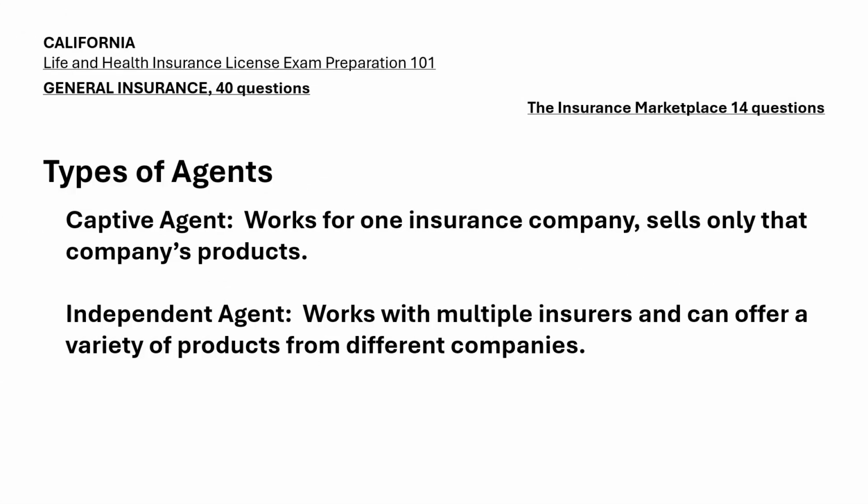Slide 2. Types of agents. Terms to remember. Captive agent works for one insurance company, sells only that company's products. Independent agent works with multiple insurers and can offer a variety of products from different companies. Description: There are two main types of insurance agents, captive and independent.